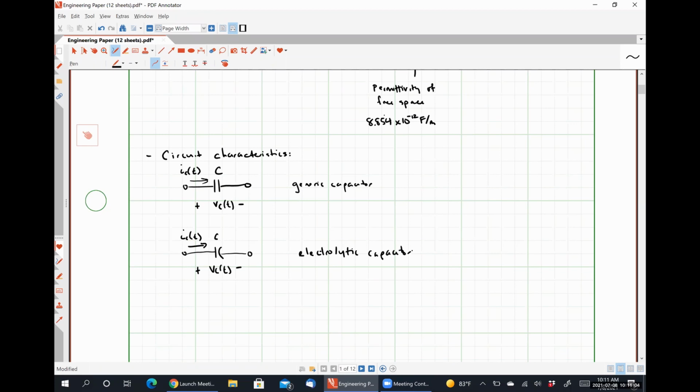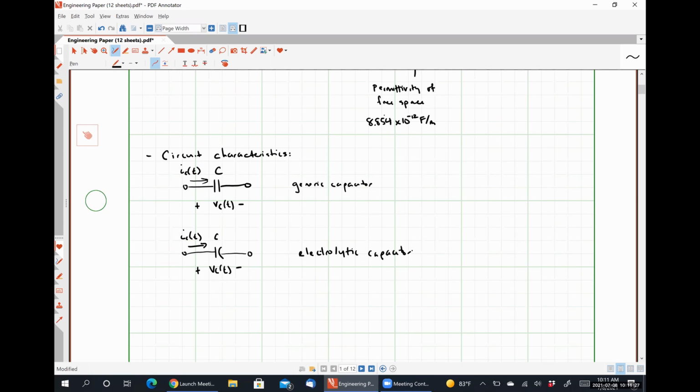So capacitors obey the passive sign convention. Current flowing into the positive polarity terminal means that the capacitor is absorbing power, and current flowing into the negative polarity terminal means that the capacitor is supplying power. So the exact same rules that we did with resistors apply here for capacitors.